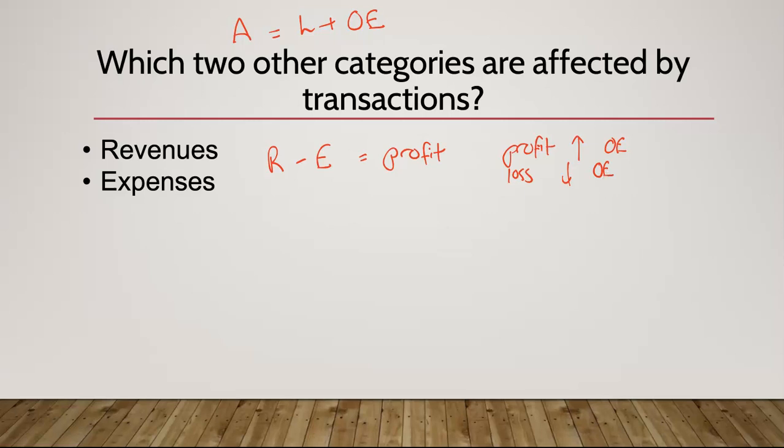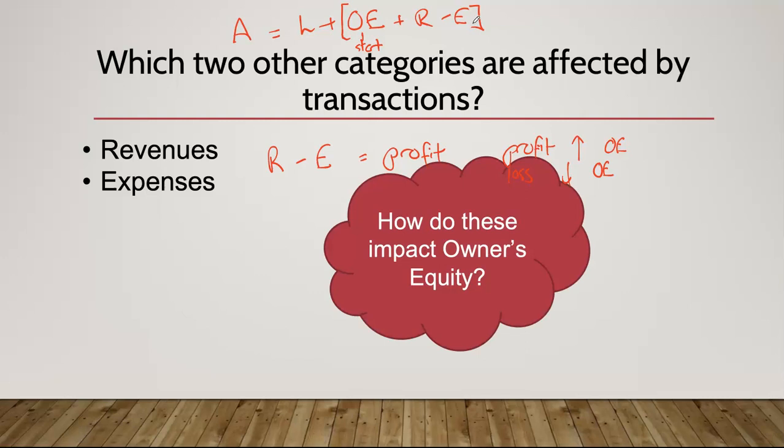So we can start to think of our accounting equation as not just assets equals liabilities plus owner's equity, as assets equal starting owner's equity plus revenue minus expenses. And this will get to your accounting equation as well. So your assets equals your liabilities plus starting owner's equity plus or minus your profit or loss. So this is how this impacts your owner's equity. Profit increases your business worth, which is essentially what owner's equity is.